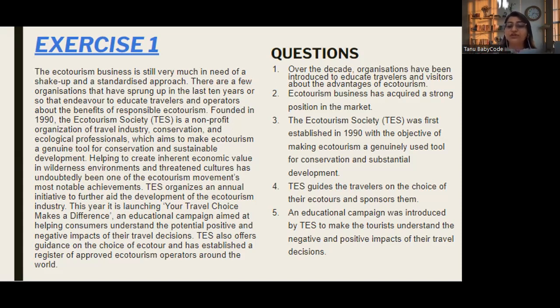Third one, Ecotourism Society TES was first established in 1990 with the objective of making ecotourism a genuinely used tool for conservation and substantial development. Now start looking for Ecotourism Society, which was first established in 1990. And what was the objective? What was the main goal? That it was a genuinely used tool for conservation and substantial development.